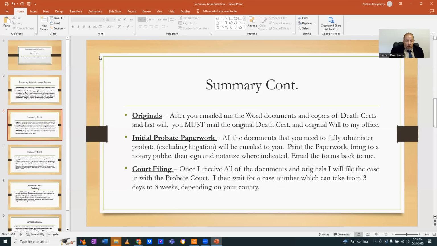All right. Now, all the documents that I need to fully administer probate, excluding litigation, because we are only talking about administration. Litigation is a whole other process. They're all going to be emailed to you. You're going to print the paperwork, you're going to bring them to a notary public, and then you're going to sign and notarize where indicated, and you're going to email the forms back to me. That's how the whole process is going to go.